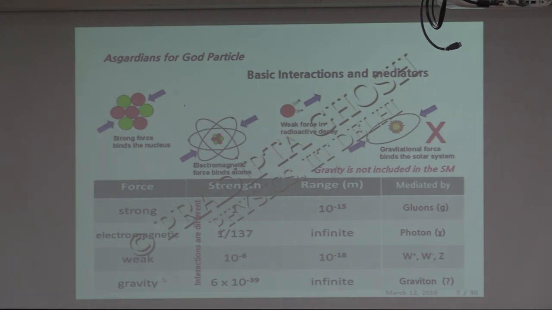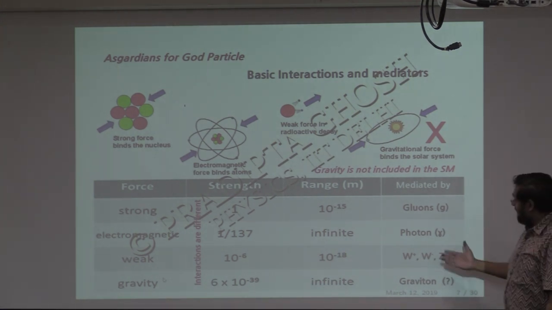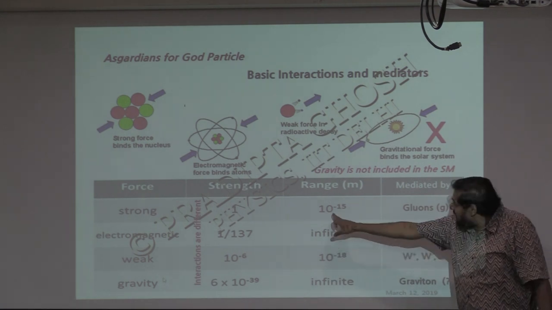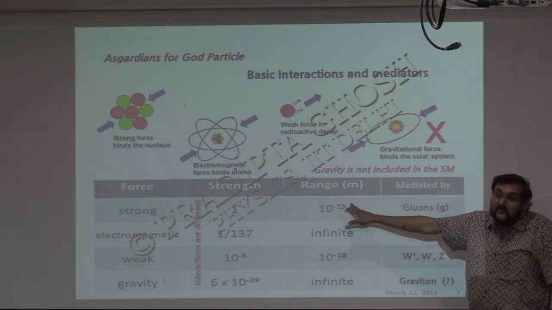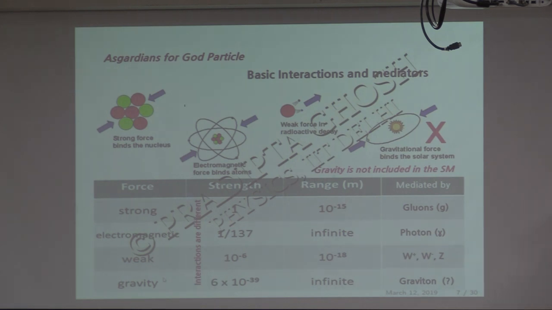Any idea? Both are massless. Here it is infinite. And here the range is only 10 to the power minus 15 meters. It is trapped inside a nucleus. Why? Any idea?